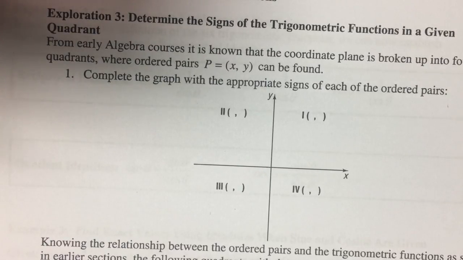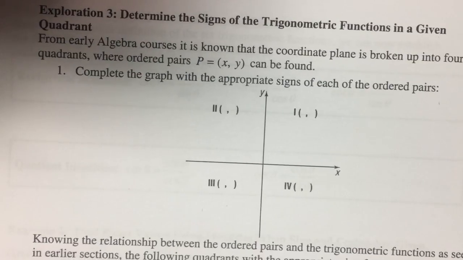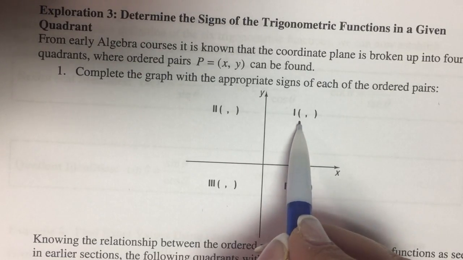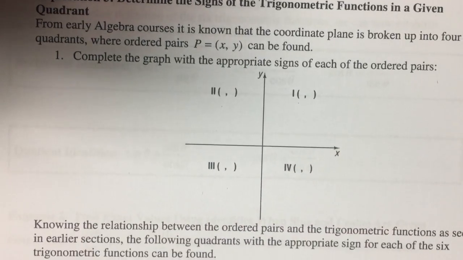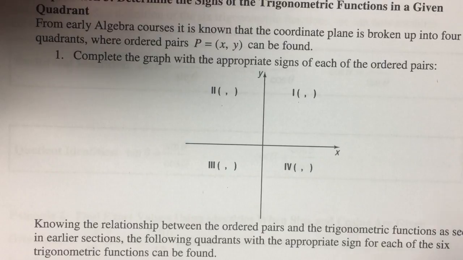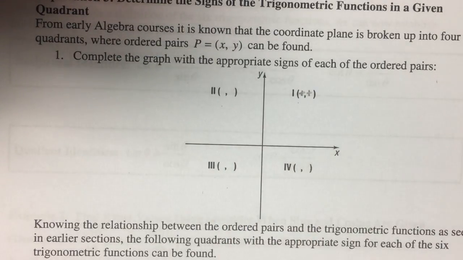Okay, so this is 6.3 part 2. In this exploration, we're simply looking at the signs of our trig functions. Just by graphing points, you know that in the first quadrant, your first and second coordinates are both positive.